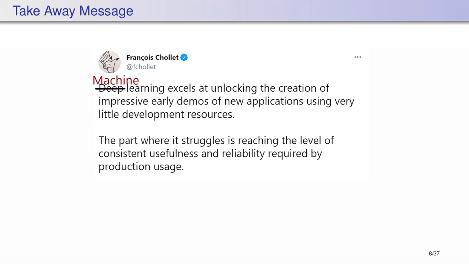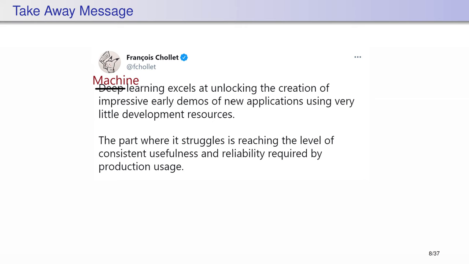So when we started working on this problem, I remember seeing this Twitter message from François Chollet, who is the person who developed the Keras library. He mentions it very nicely, in the sense that machine learning usually is able to come up with early demos of applications, but where it really struggles is to get the consistent usefulness and reliability required for final uses.